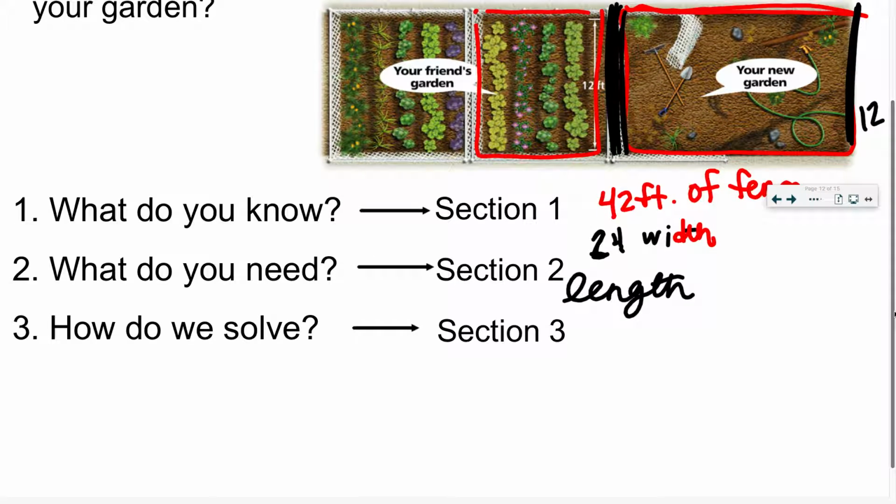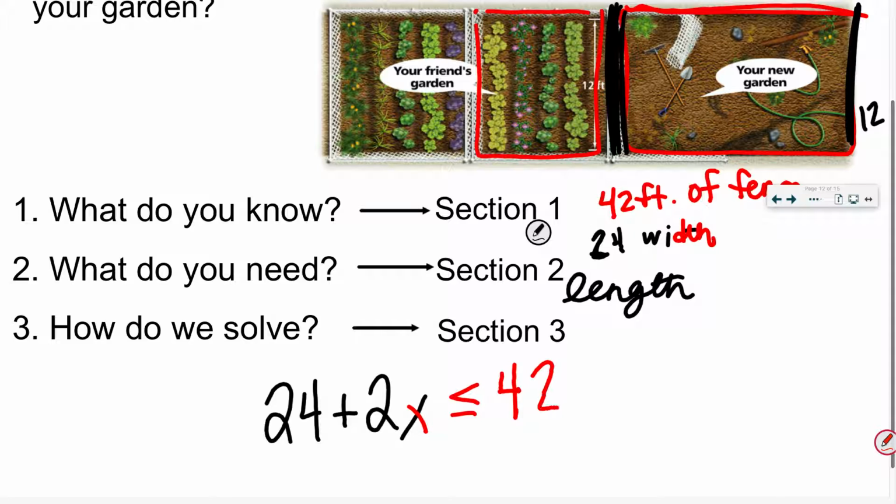Gustavo, what do you think? 24 plus 2x is less than or equal to 42. Someone explain that to me in words. Go ahead.